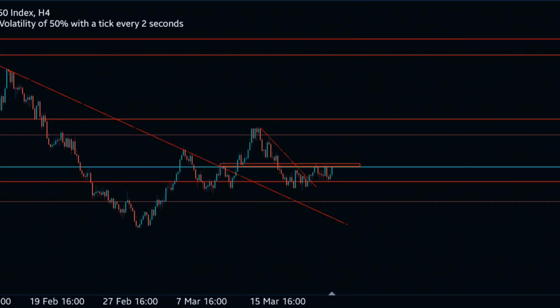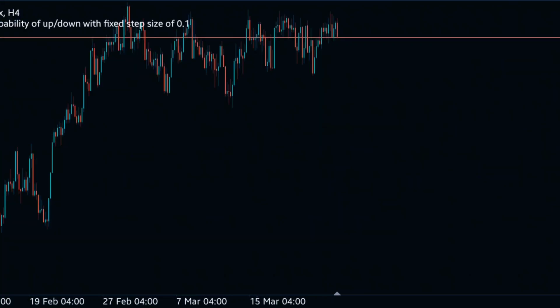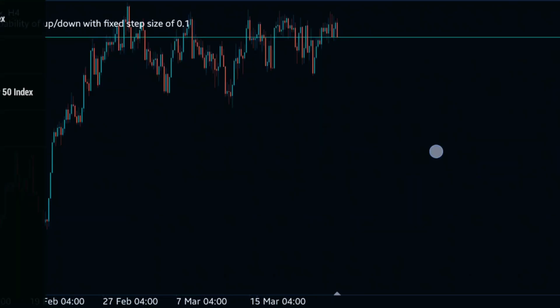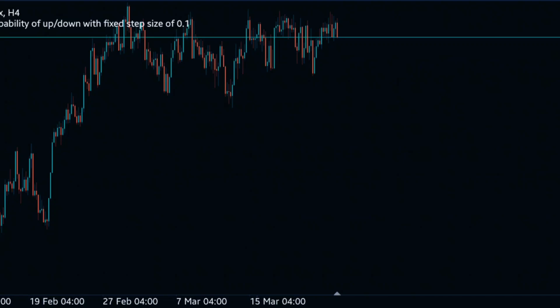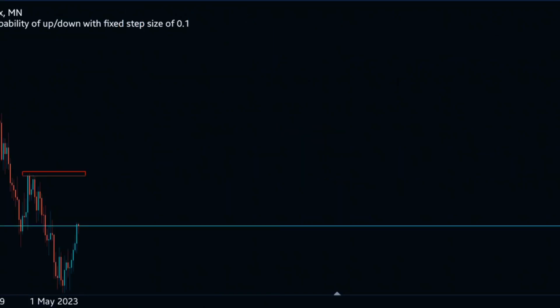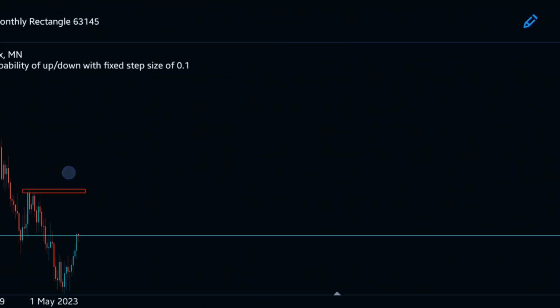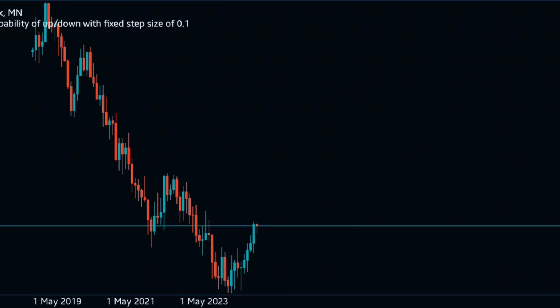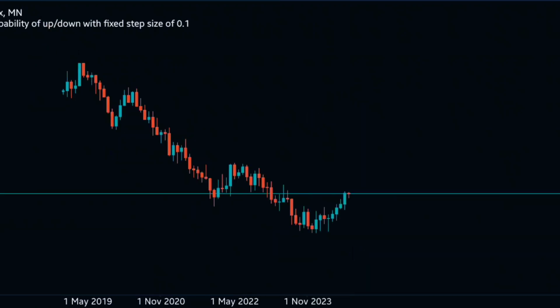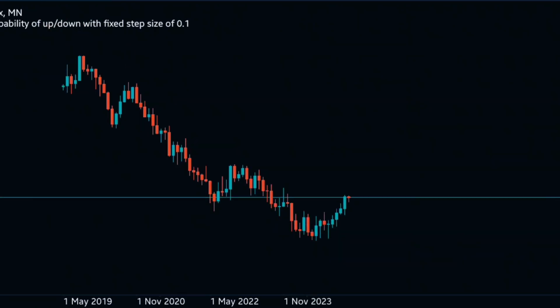So let's head straight to the next market, which is step index. On step index, let me start with the monthly. As you know, it's top-down analysis. You always have to start from the highest time frame, which is the monthly. As we all know, the monthly is bearish.